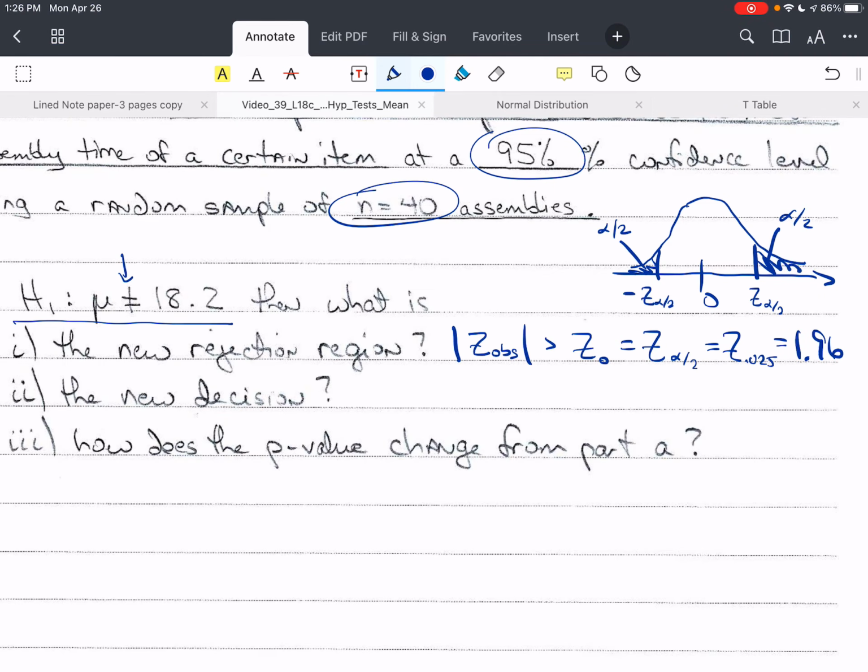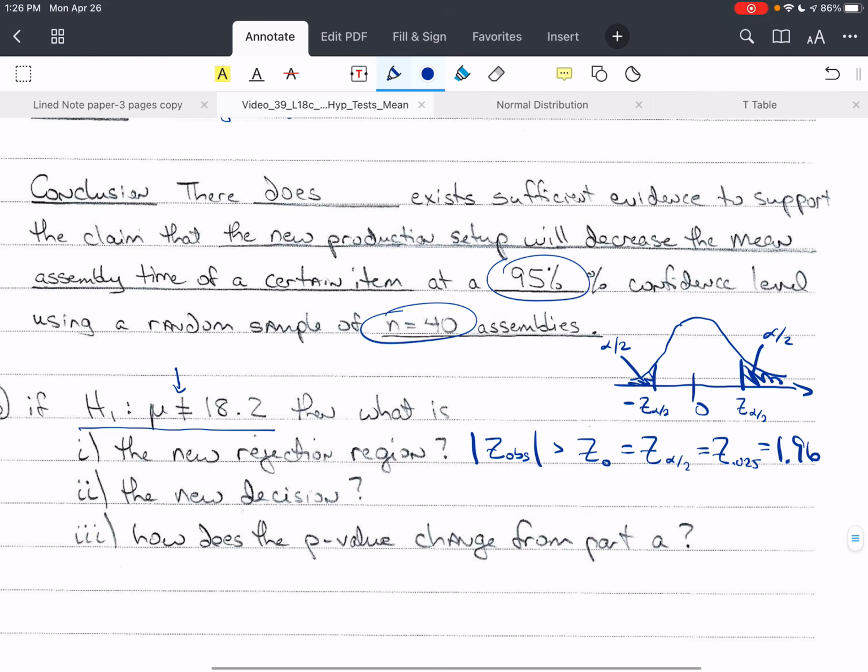The new decision, well, we had 2.41. It was negative. So the absolute value of that is 2.41, greater than 1.96. Greater than 1.96, that is true. So our new decision is still reject the null.